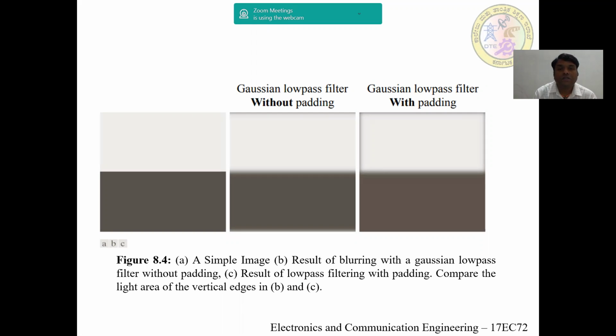Here you can see the simple image A. B is resultant of blurring with a Gaussian low pass filter without padding. C is result of low pass filtering with padding. You can compare the light area of the vertical edges in B and C.